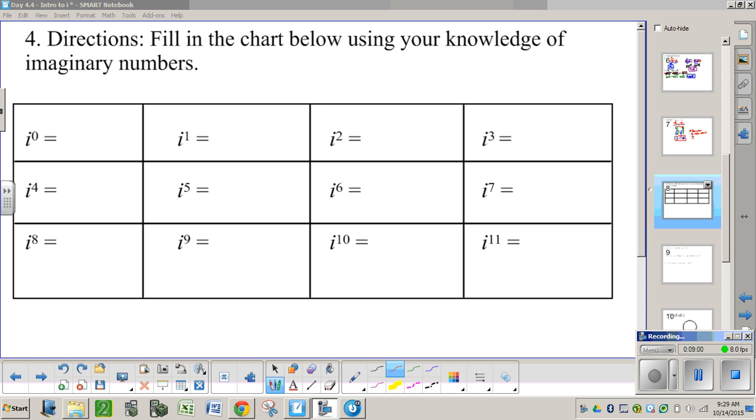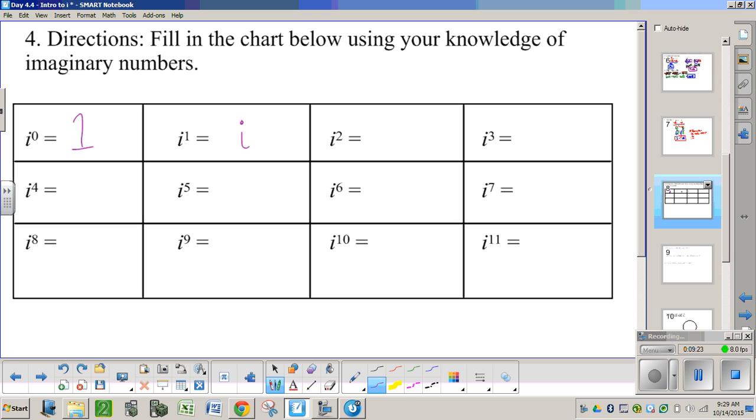Now, there's a nice little pattern that happens when you raise i to an exponent. So thinking back to all the rules we've talked about with exponents, if you raise anything to the 0 power, it just turns out to be 1. So even i raised to the 0 power is just 1. Anything raised to the first power is just itself, so that's just i.